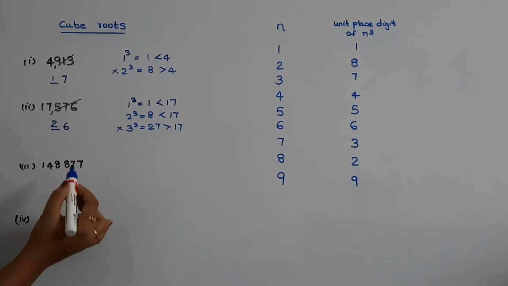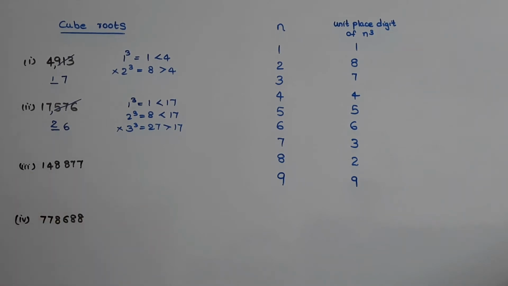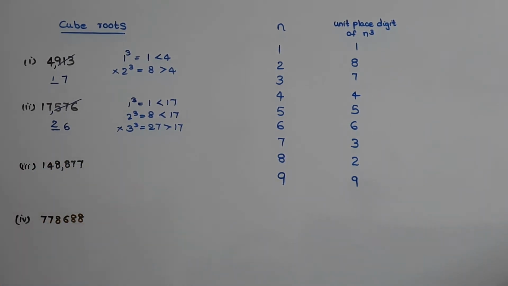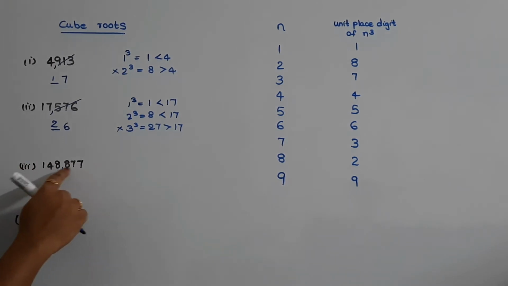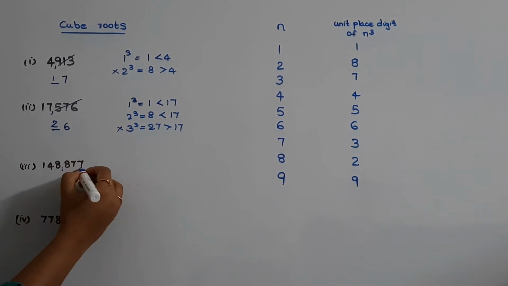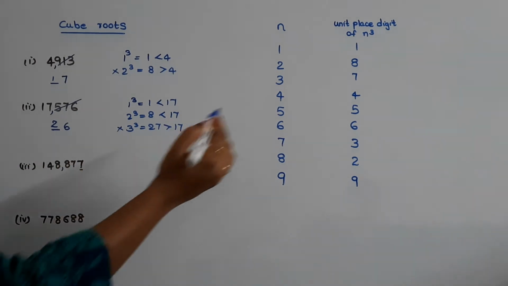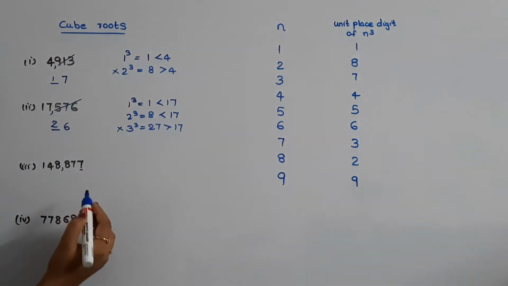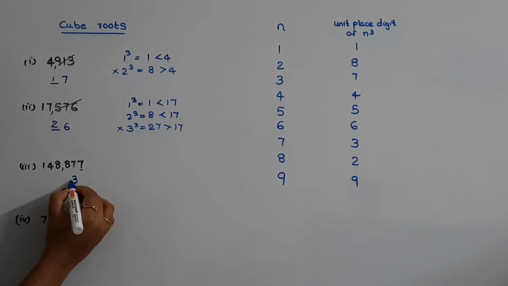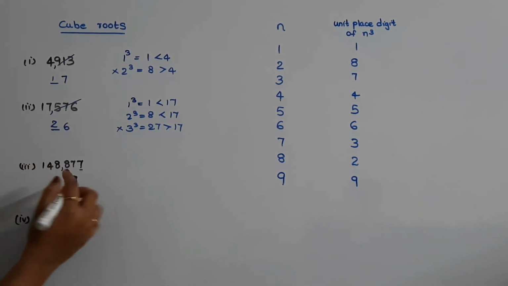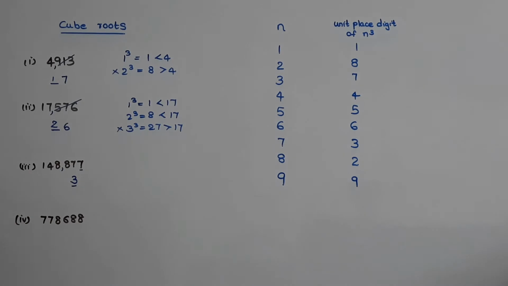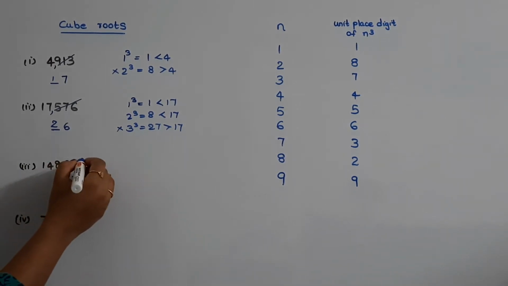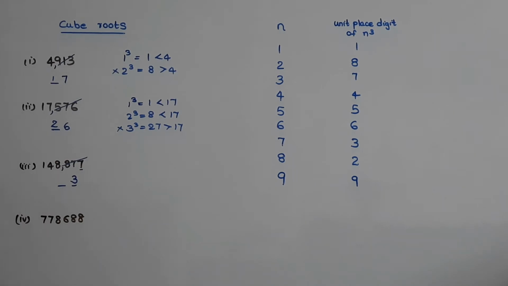Now let us find out the cube root of this number. For this also, first you put a comma after the last 3 digits. Now the unit place digit of this number is 7. So what is the unit place digit of the cube root of this 7? That is 3. So that you write here. Now the unit place digit of this number is 3. Now we need to find out the remaining digits. For that, first you cancel these last 3 digits.